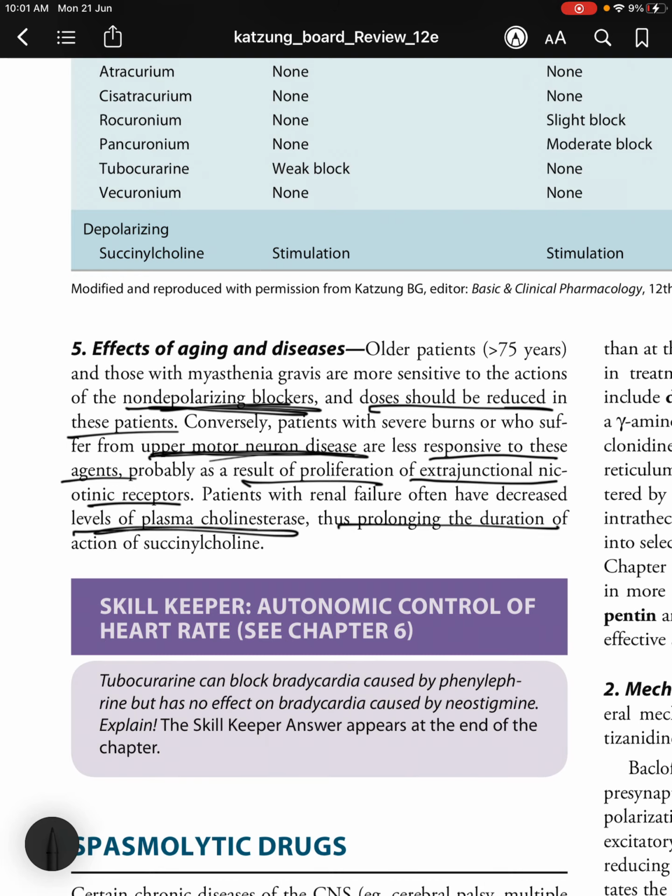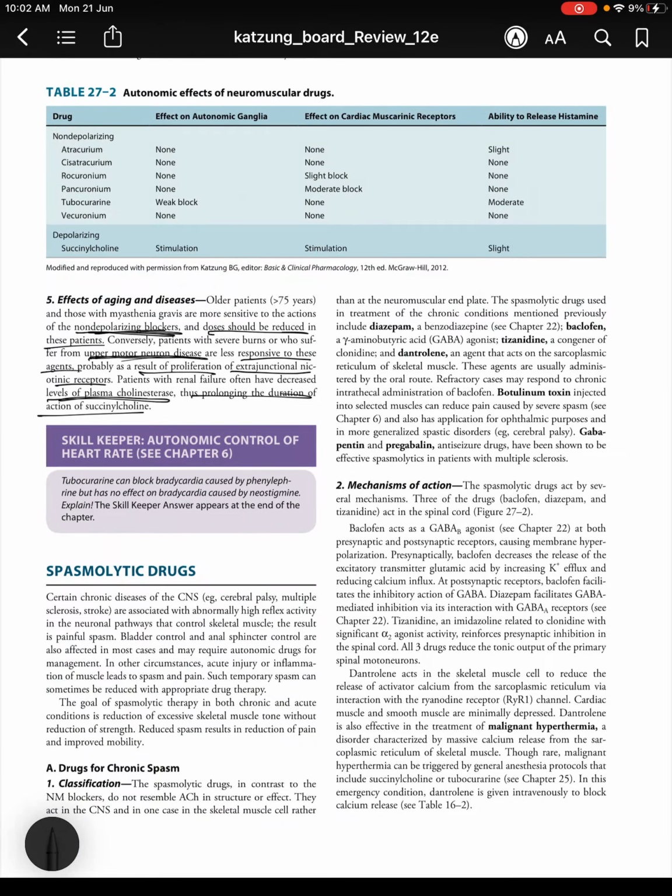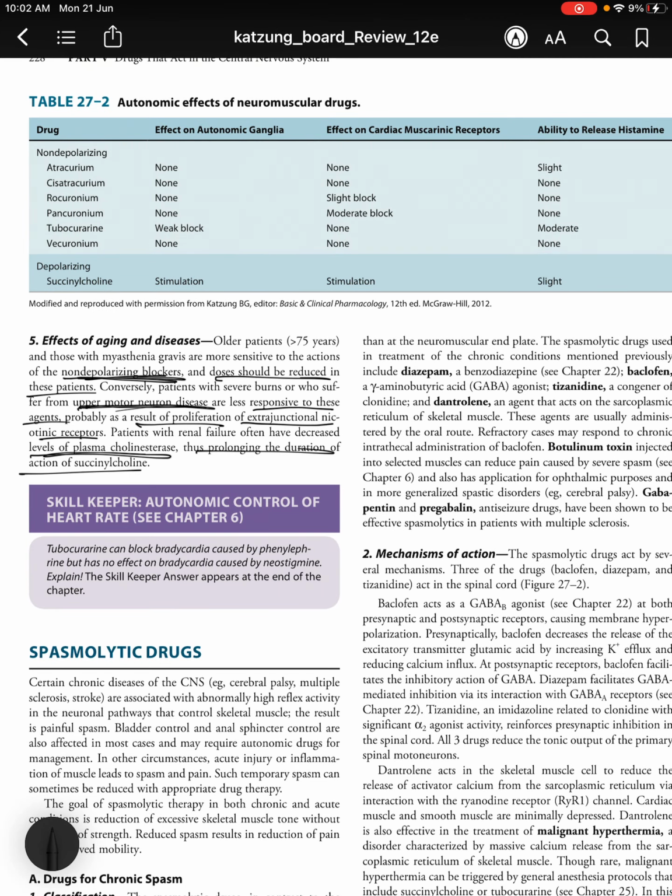Patients with renal failure often have decreased levels of plasma cholinesterase, thus prolonging the duration of action of succinylcholine. So let us just look at this table right here.